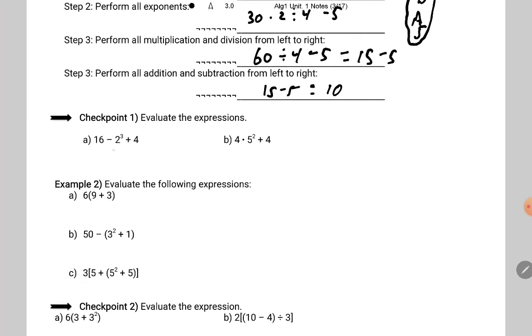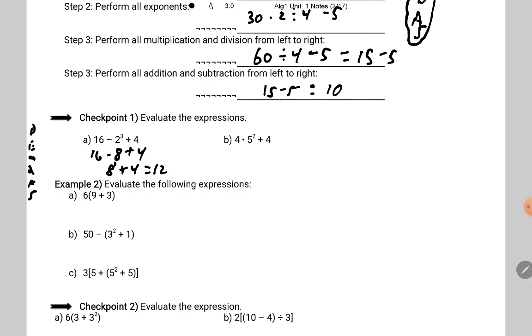16 minus 8. There's no parentheses here, so PEMDAS. No parentheses, so we move on next. It's exponents. So we have 16 minus 2 times 2 times 2, so that's 8, plus 4. 16, and then we're going to do multiplication and division. There isn't any. Now we're going to do addition and subtraction from left to right. 16 minus 8 is 8. 8 plus 4 is 12.